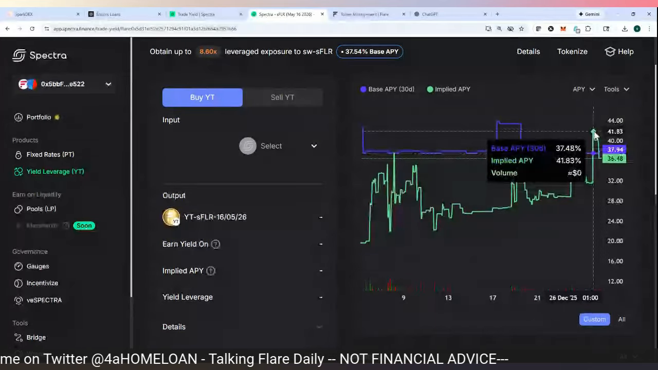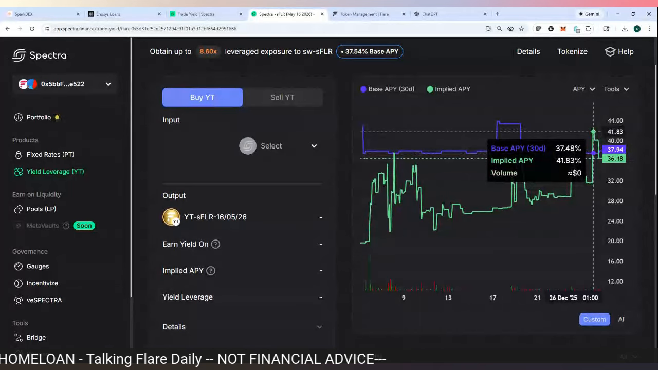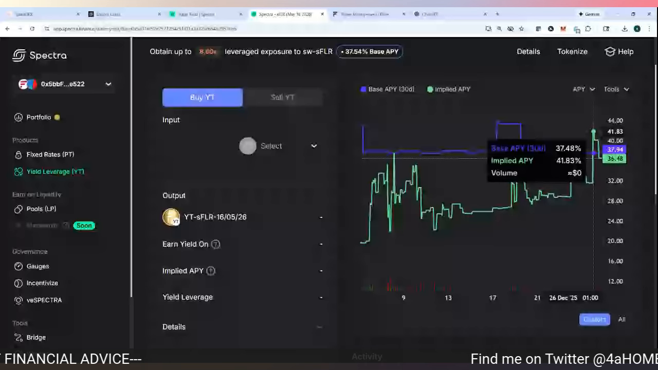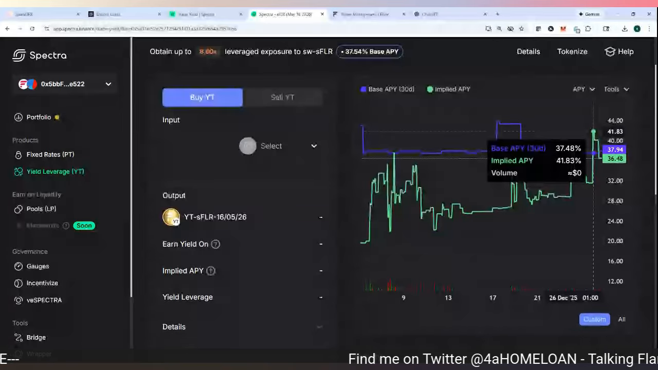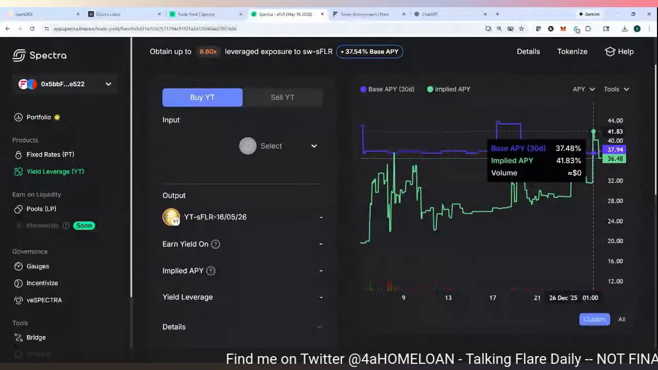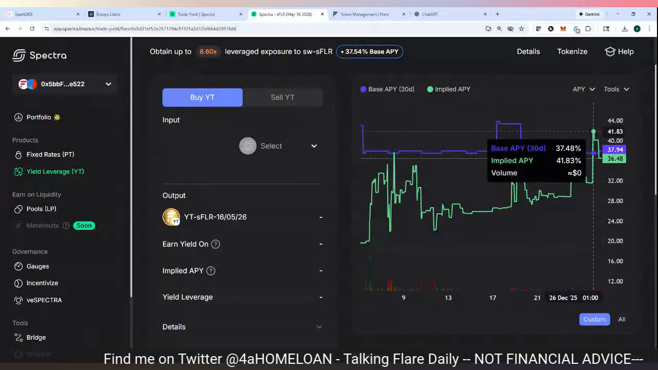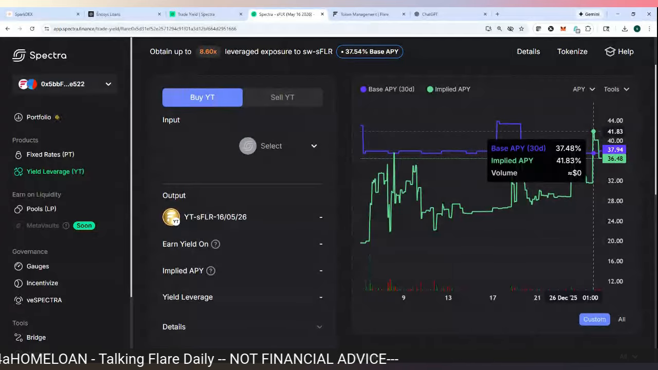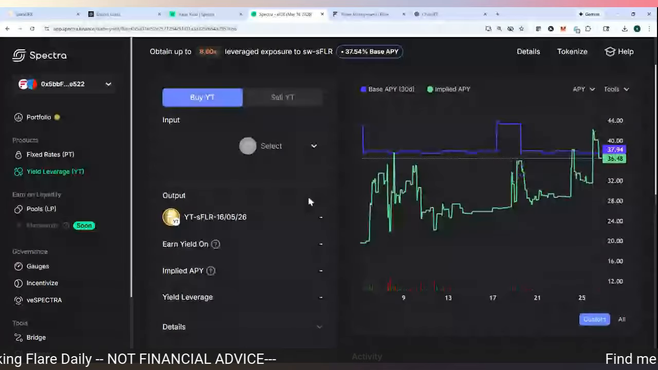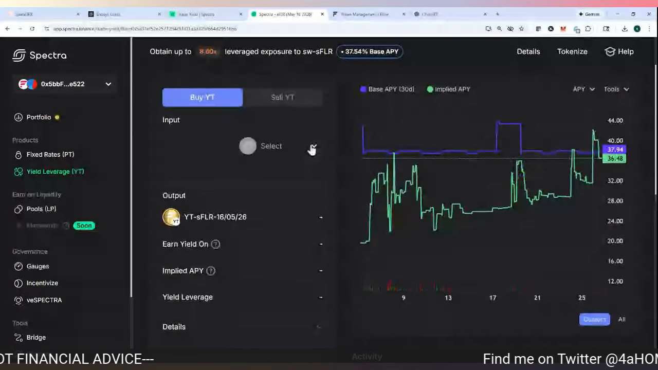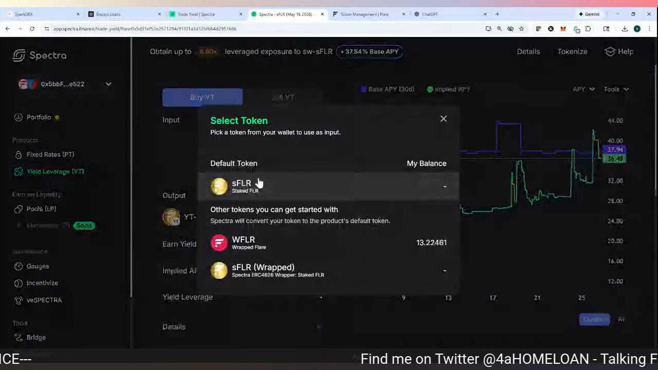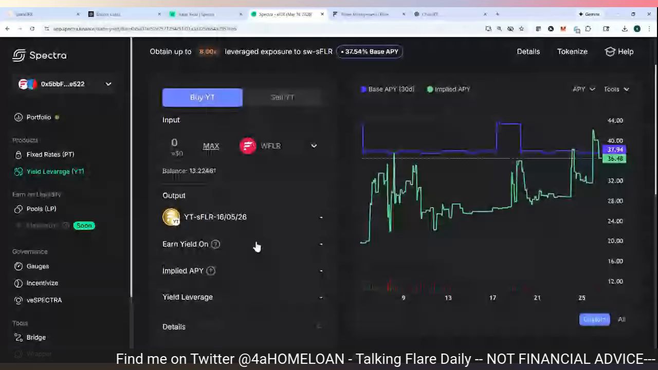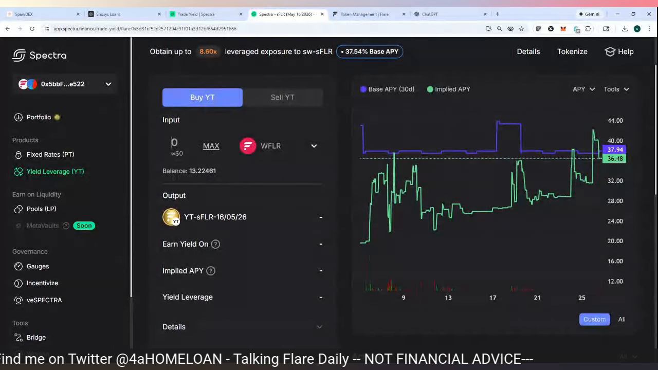Implied yield, you see it, this green line jumped up to 41%. So in this case, I went with the base yield. All right, I'm accruing that yield at base. Well, the implied right now is higher. If that implied in May 16th, 2026 stays like that, then I'm going to be in a position where I'm going to have a much higher yield haul, okay? Much higher yield haul. But let's look and see. Now, I don't have any more sFLR. You see it tells you the default token is sFLR. I don't have any more sFLR, but I do have wrapped Flare. So I'm going to use some of my wrapped Flare.